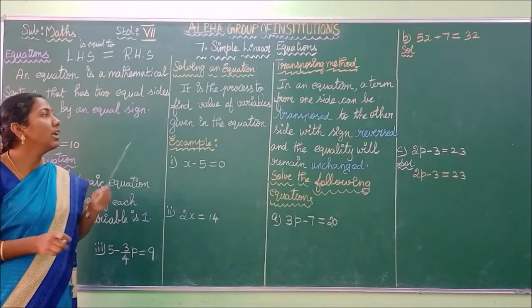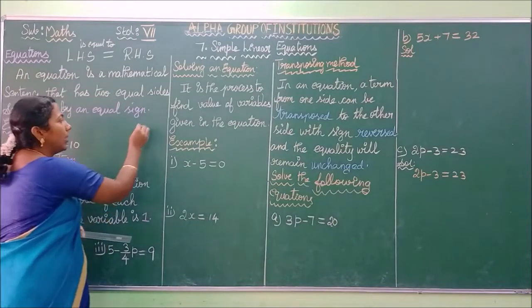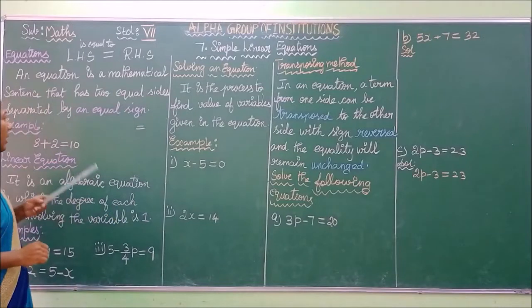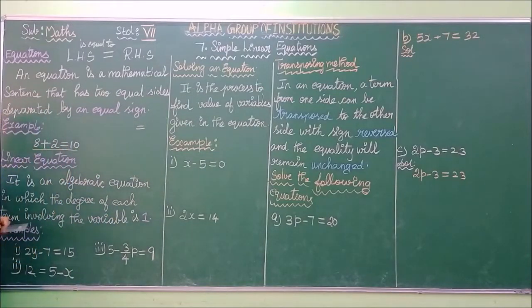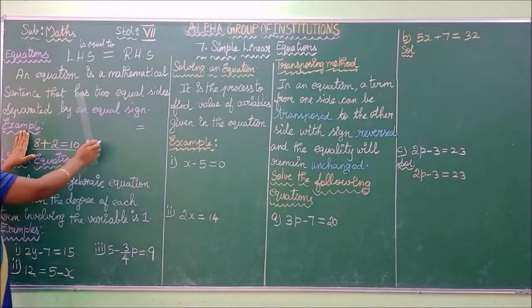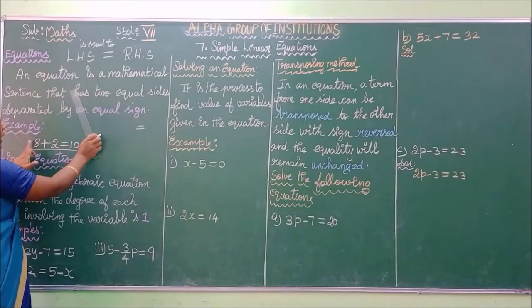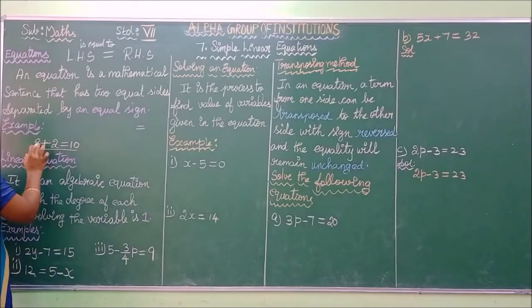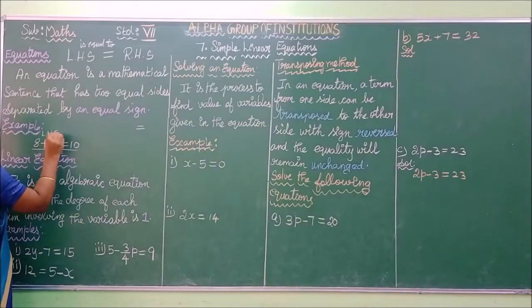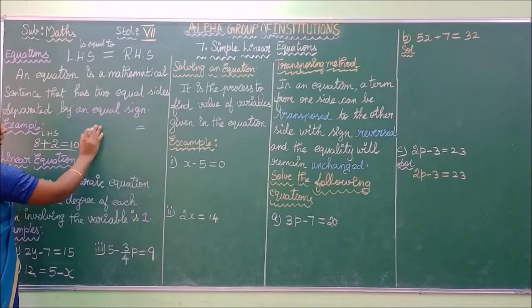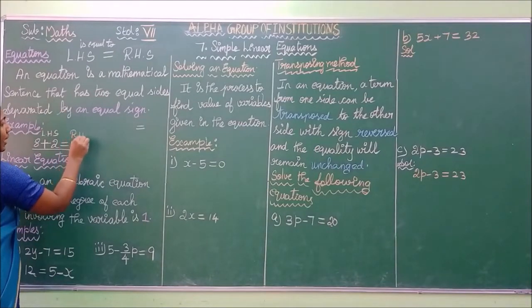Simply, if any algebraic expression contains the equal symbol, we can call it an equation. See here one example: 8 plus 2 equal to 10. We call this expression an equation. Why? Because it has two sides, LHS and RHS. Place your left hand here and your right hand here. Along with your left hand, you have 8 and 2, so you call 8 plus 2 the LHS of the equation. And along with your right hand, we have 10, so we call 10 the right hand side.